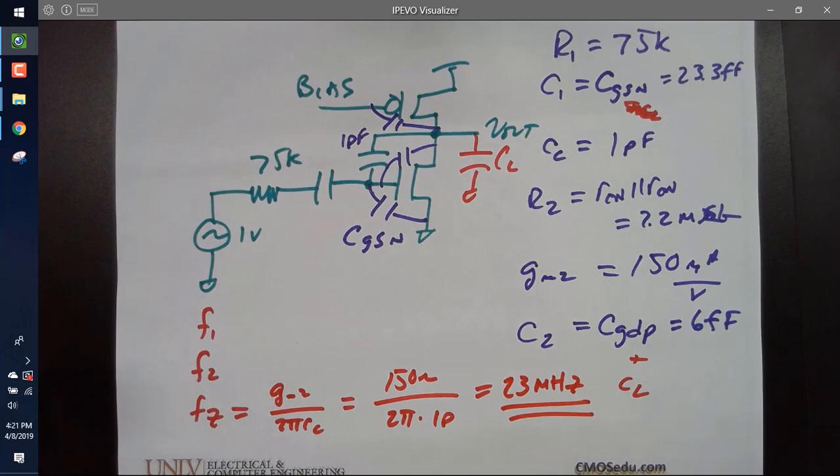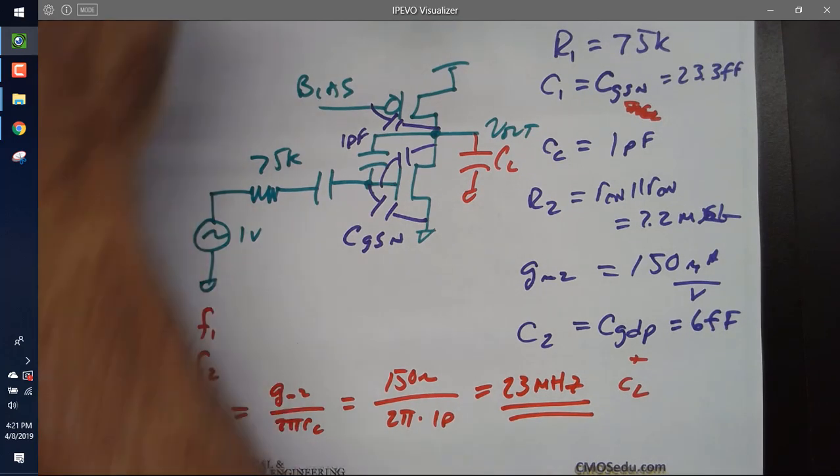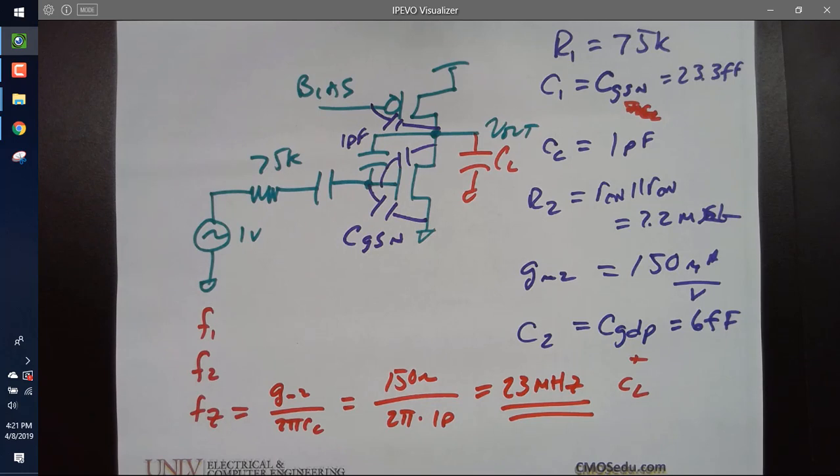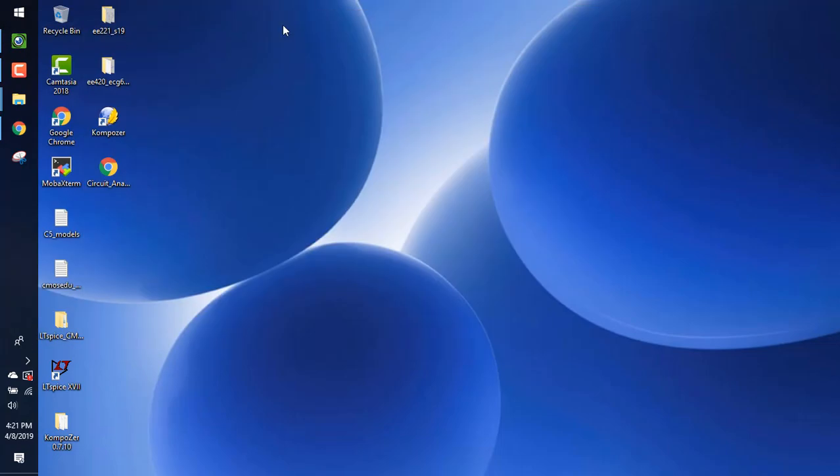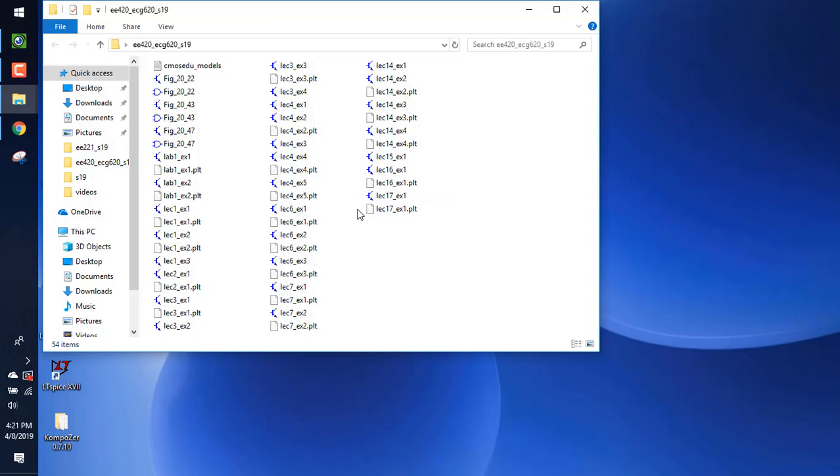Yeah. So why don't we pause and see if we can see that in the frequency response? You think we'll be able to? Were you able to? So this is lecture 18 on April 8th.